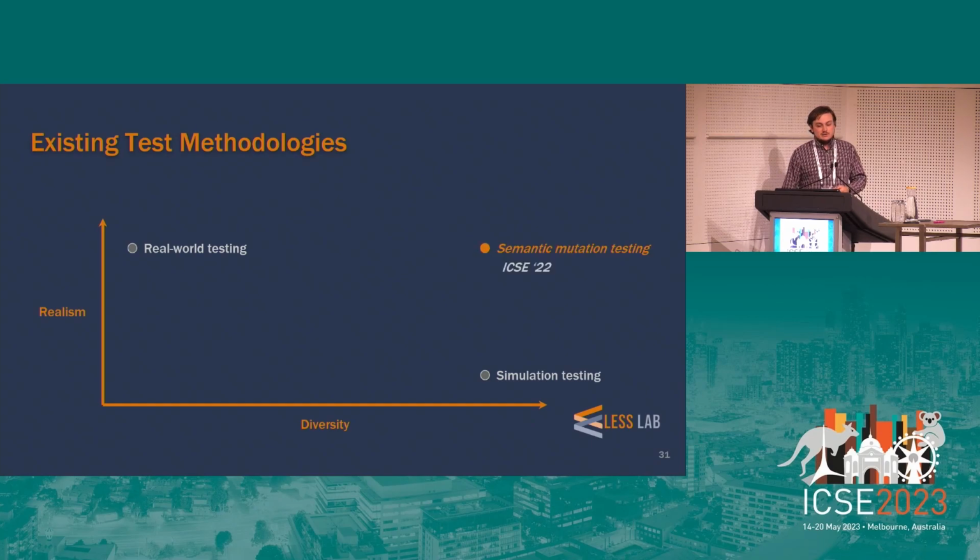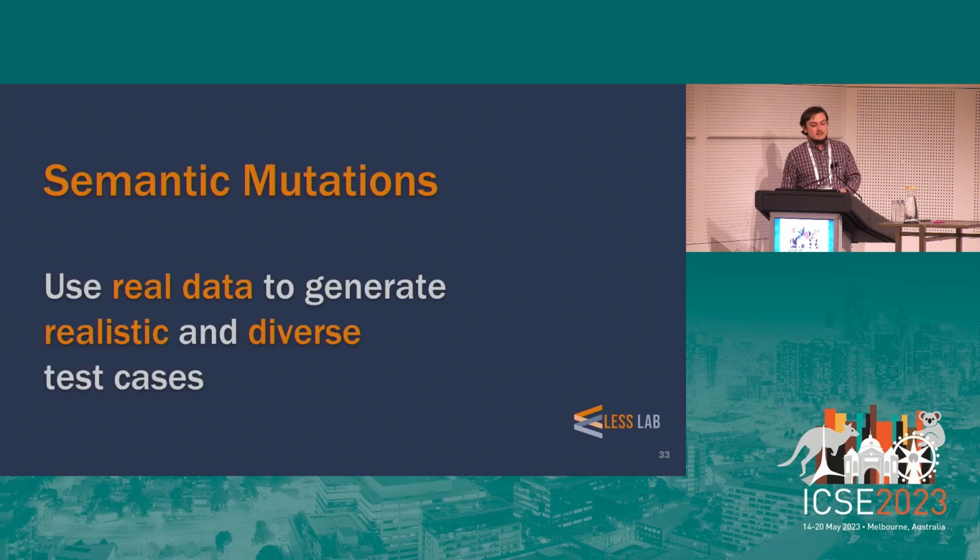And so that's where we introduced the idea of semantic mutation testing, which was an ICSE 22 paper. The key insight here is that we have domain-specific mutations of images that preserve realism by construction while expanding our diversity. So we can use real data to generate realistic and diverse test cases.